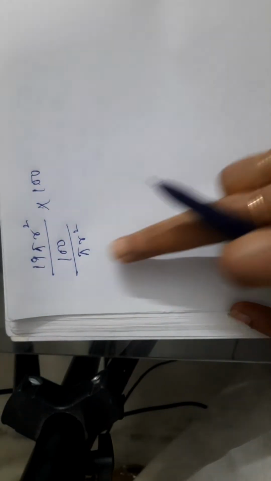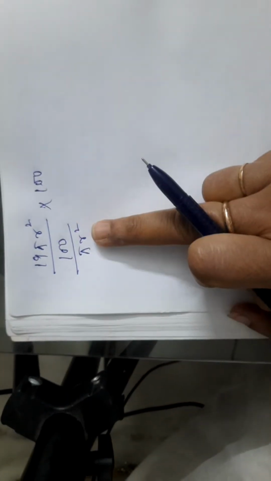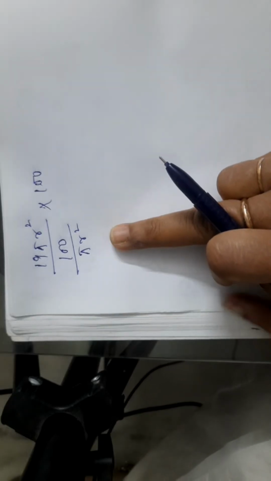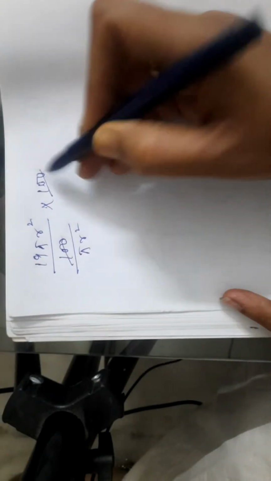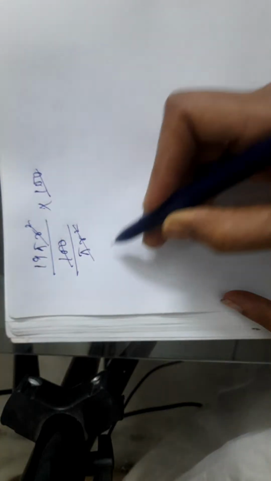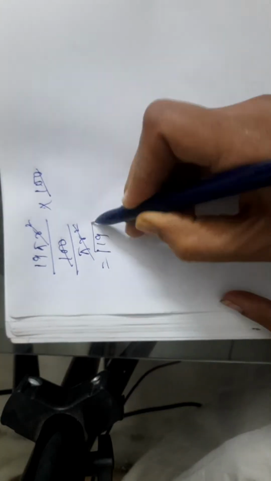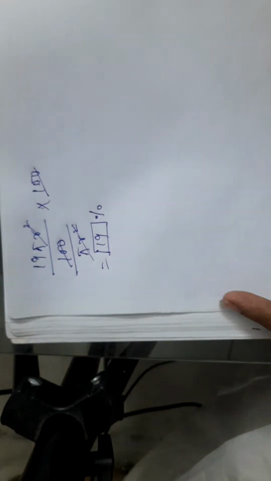So here decrease is 19 pi r square upon 100. Original was pi r square. So 100 will get cancelled. Pi r square will get cancelled. Thus the net answer is 19. We calculated percentage, so it is 19%.